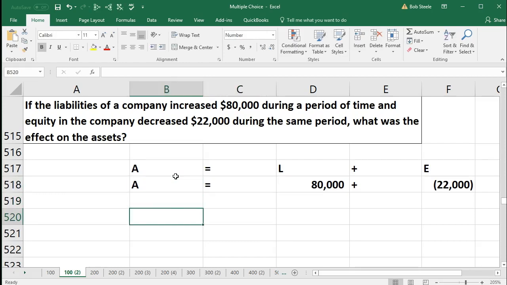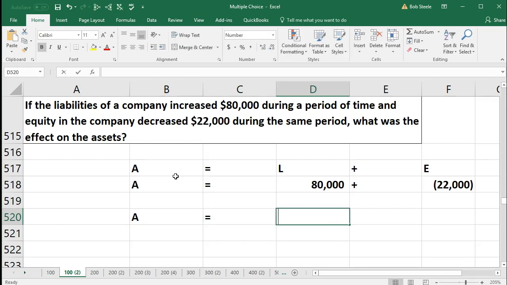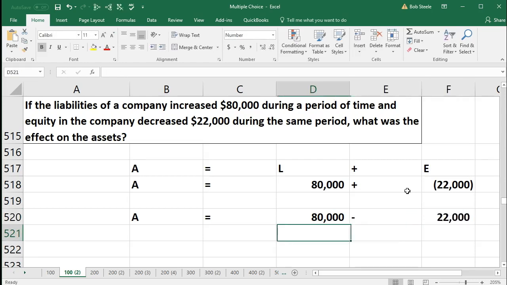Now, whenever I see signs that are going to be the same, like we have two signs together, a negative and a positive between the 80 and the 22, I would convert that to just one sign. That would be the same as saying 80,000 plus a negative 22. It's the same as saying 80,000 minus the 22,000, and then deal with our equation from there.